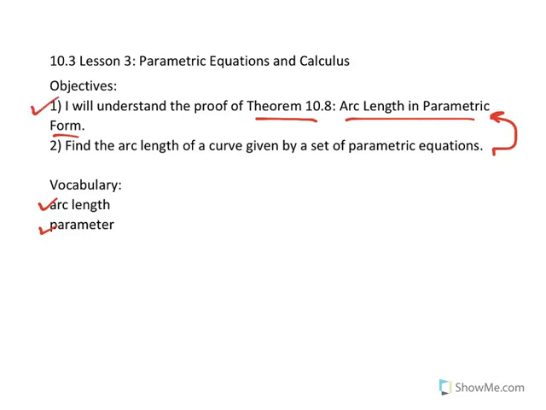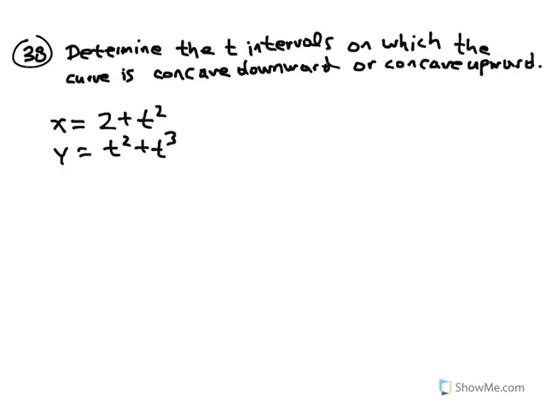So we've done objective 1. We understand the proof of Theorem 10.8, arc length in parametric form. And we were able to set up a problem to find arc length of a curve given by a set of parametric equations. This half of the lesson that we're starting now has two problems similar to some of the problems from your homework for tonight. Numbers 38 and 28, and that would be the two problems that we look at to conclude our lesson for today.